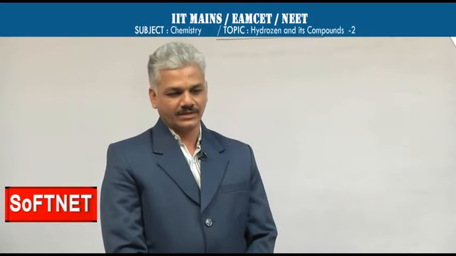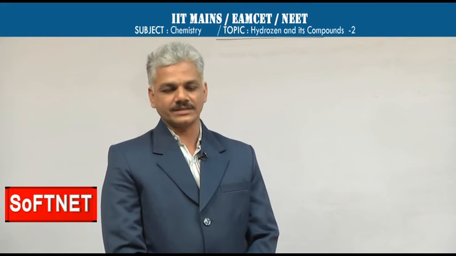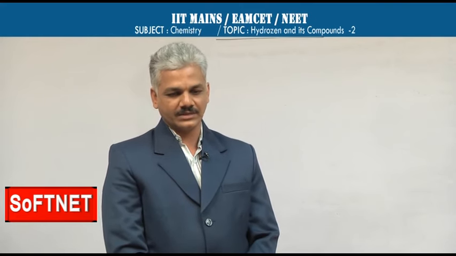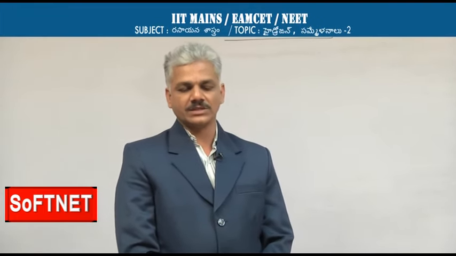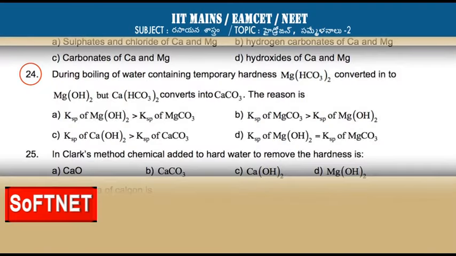During boiling of water containing temporary hardness, magnesium bicarbonate is converted into magnesium hydroxide, but calcium bicarbonate is converted into calcium carbonate. The reason is that the solubility product of magnesium carbonate is more than that of magnesium hydroxide. That is why the reaction takes place like that. The correct option is B.